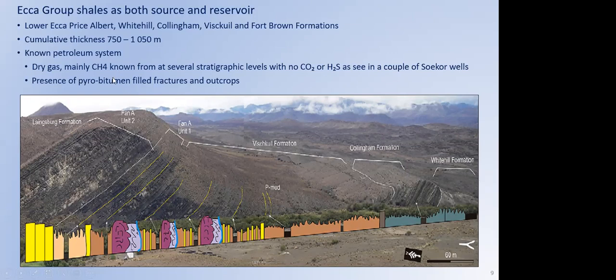So coming back to what the guys noted in the 60s and before that is, I believe the Karoo Shale or the White Hill is a known petroleum system. It's dry gas.